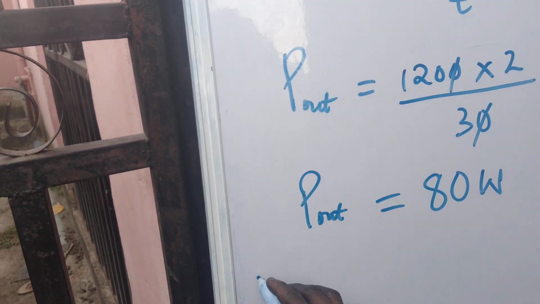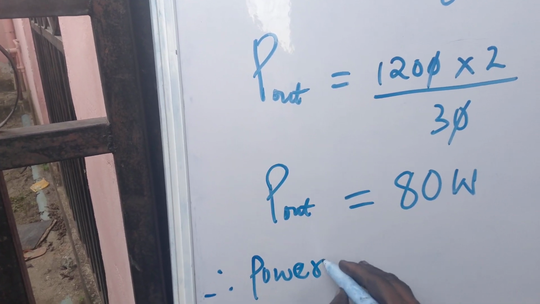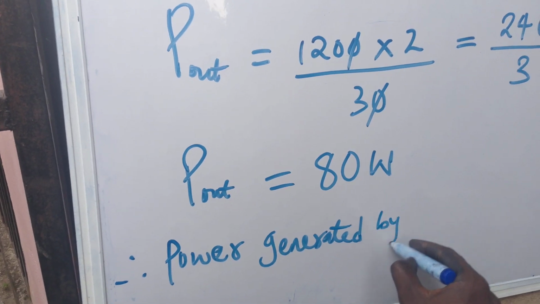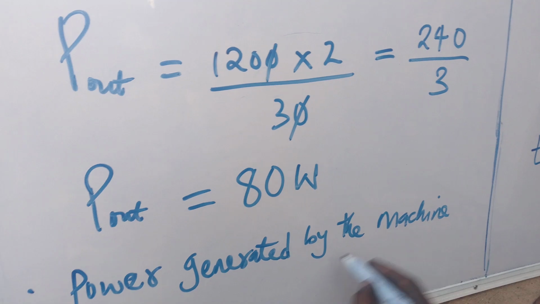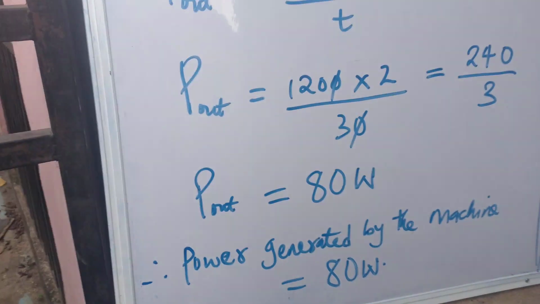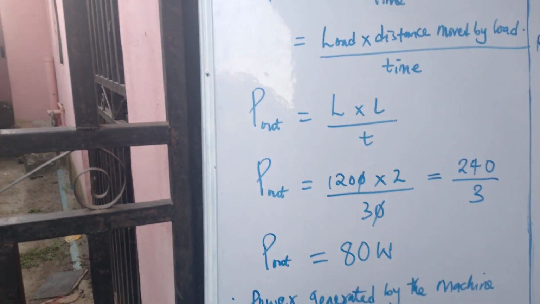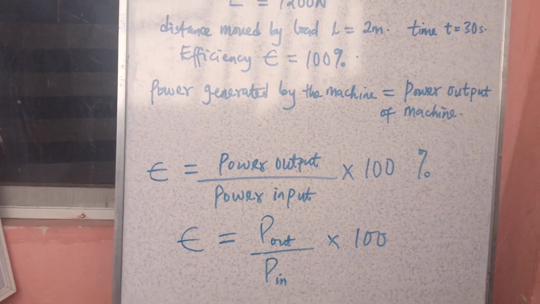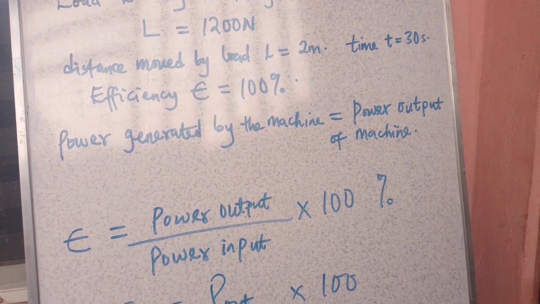Okay, so therefore the power generated by the machine is equal to 80 watts, because initially I stated that the power generated by the machine is equal to the power output of the machine. Okay, the power output of the machine is equivalent to the power generated by the machine. So power generated by machine is the same as the power output.